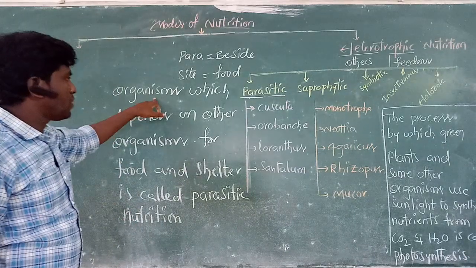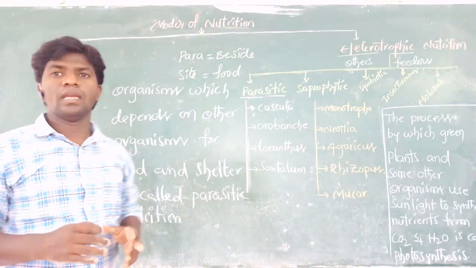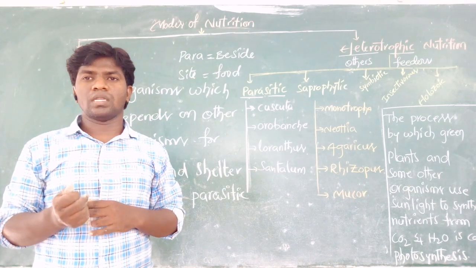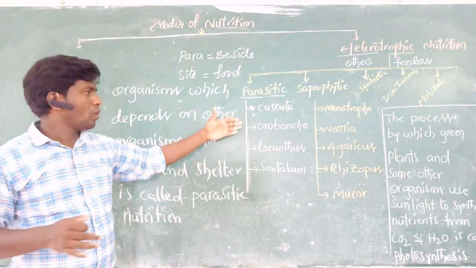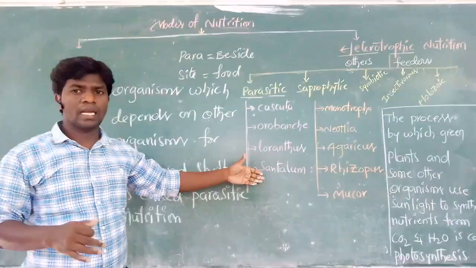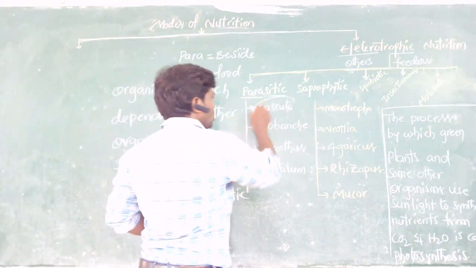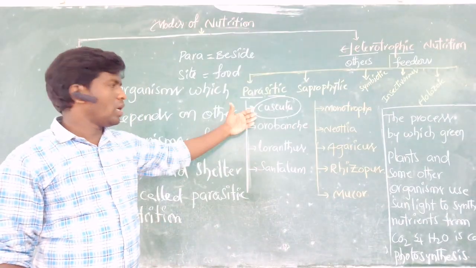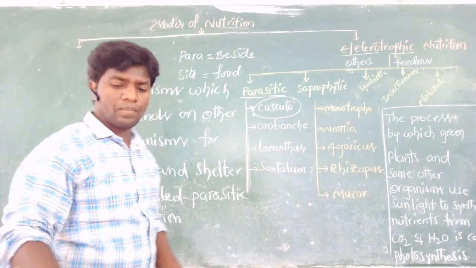Organisms which depend on other organisms for food and shelter are called parasitic nutrition. The best examples of parasitic nutrition are Cuscuta, Orobanche, Loranthus, Santalum. You are well known about Cuscuta. The genus of Cuscuta is Dodder. Generally we call Cuscuta by the name Amarbel.